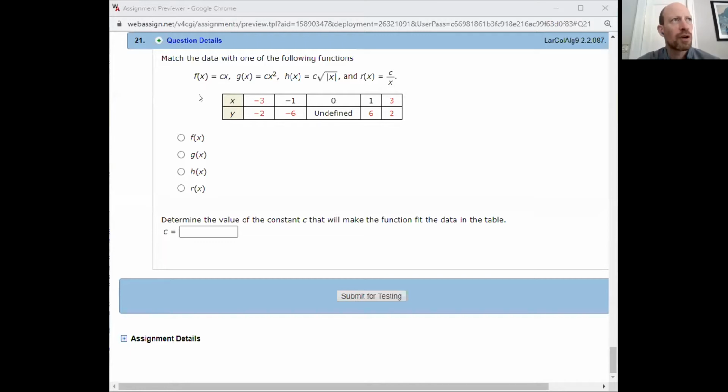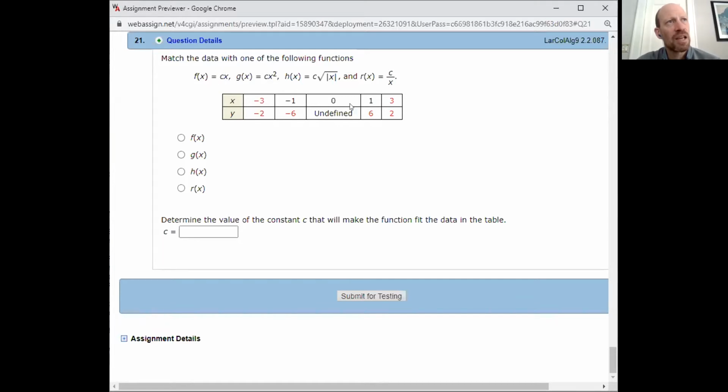This is 2.2, number 21. It says match the data with one of the following functions. So it's giving you the x and the y, and then you're supposed to pick which of these functions it is. So, it's certainly possible that if you put in -3 here, you could get out -2 if it was the right constant. But if I put in -3 to x squared, I can't get out a negative. Well, I could if it's the right constant, right? But these are the same c's. So the c that would work here for this value wouldn't work here for the value.